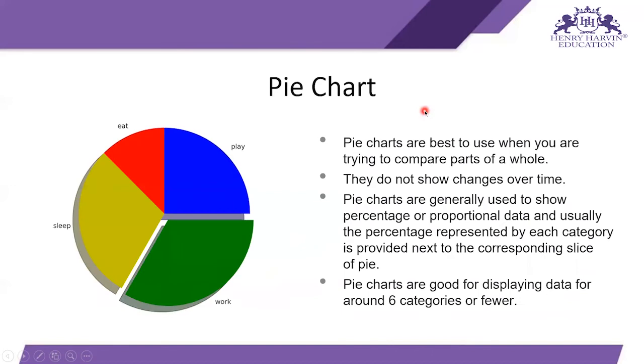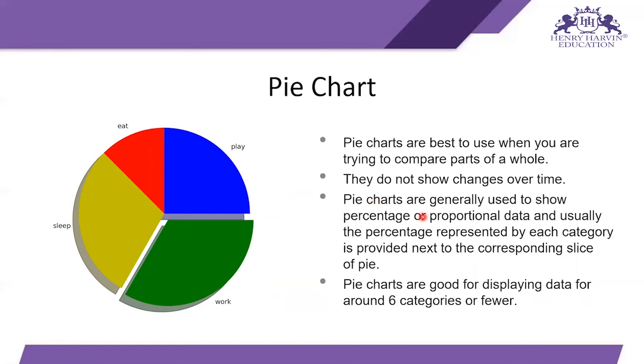And next comes the pie chart. Pie charts are best to use when you are trying to compare parts of a whole. So let's say you divide your 24 hours into some parts and you want to compare them. At that time you can use this pie chart. Pie charts are best for that. They do not show changes over time. They aren't used if you want to show change over a particular time.